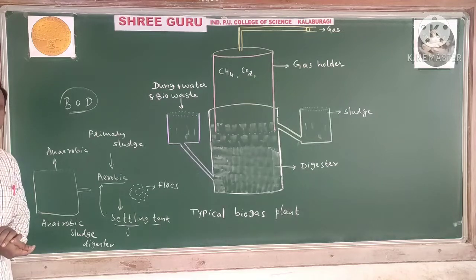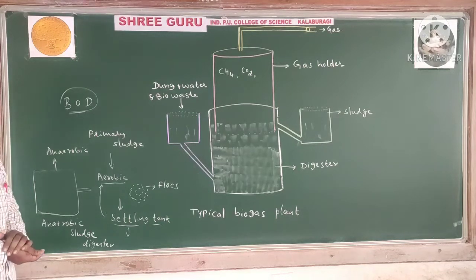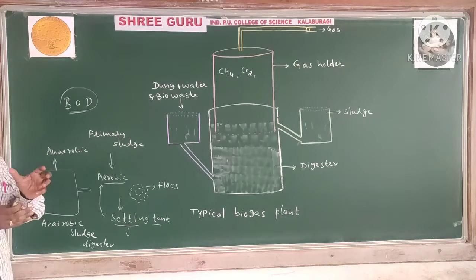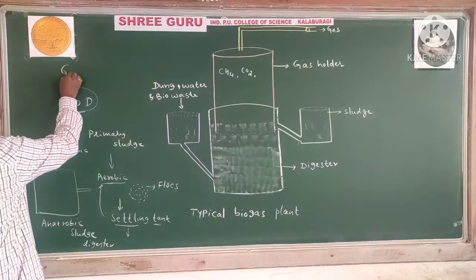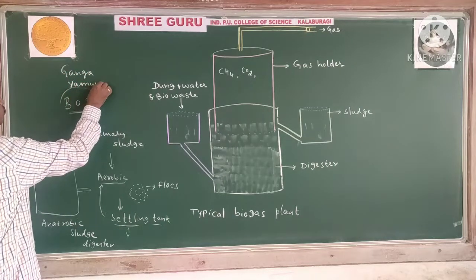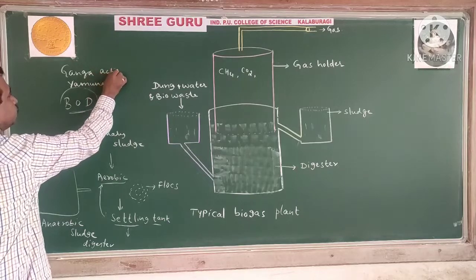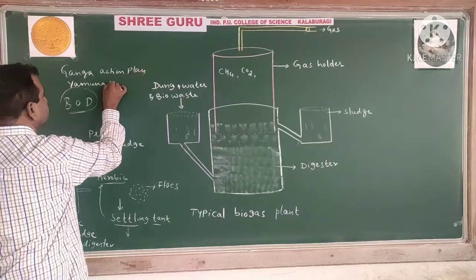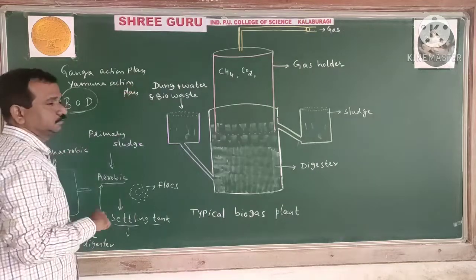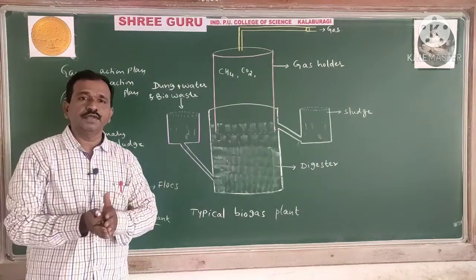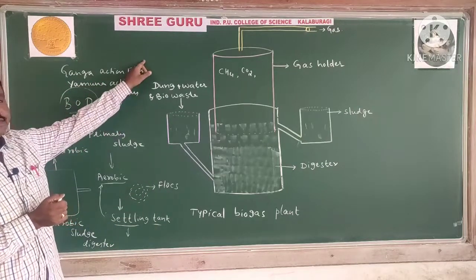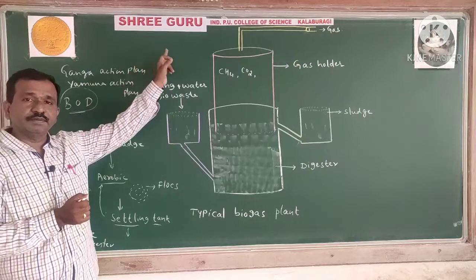The Ministry of Environment and Forest normally decided to set up sewage treatment plants on two major rivers, the Ganga and Yamuna rivers, which we have studied. This is called the Ganga Action Plan and Yamuna Action Plan. So on these two major rivers, nearby the river, we have to construct a sewage treatment plant.